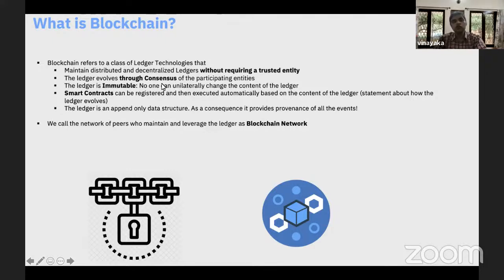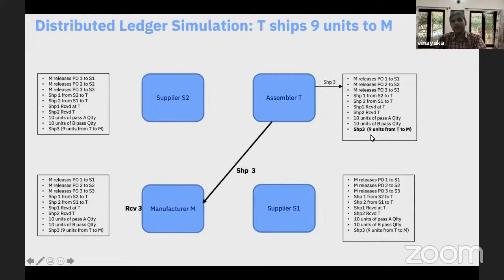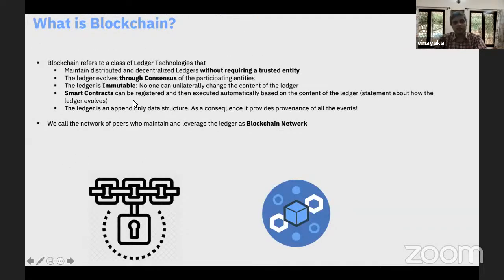The ledger evolves through consensus of the participating parties, meaning anything that gets into the ledger happens only when everybody consents that, okay, this message should go here, right? So as I said, if the assembler wants to say that he shipped 10 valid parts, but only 9 of them were valid, that will not be able to go there because the manufacturer M will not agree, right? The manufacturer M will raise a flag saying that no, one of them is faulty, right? So everything happens through consensus.